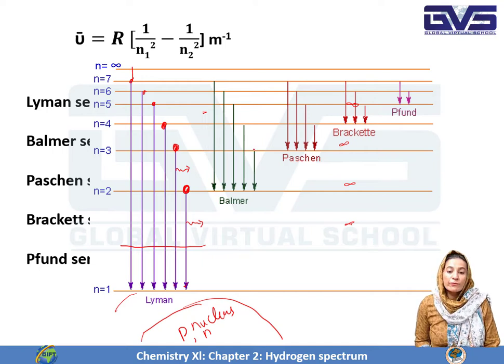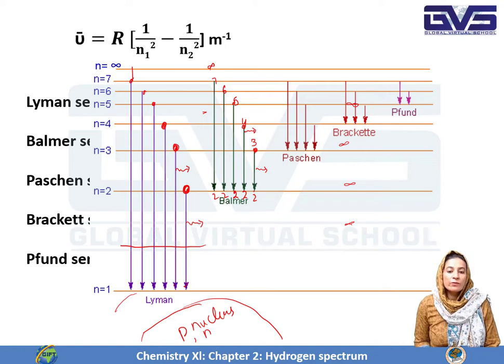If an electron jumps from any higher orbit to the second orbit, third to second, fourth to second, or fifth to second, or sixth, 7, infinity to second orbit, then this is called the Balmer series. And every line, every jump of the electron, 3 to 2, has its own type of radiation. Its value will be different from when it is jumping from 4 to 2. The emitted radiation has its own frequency and wavelength.